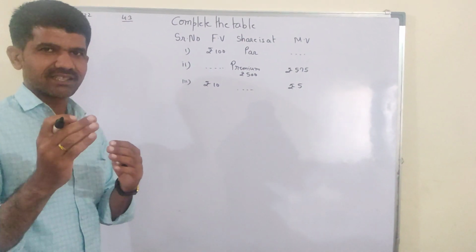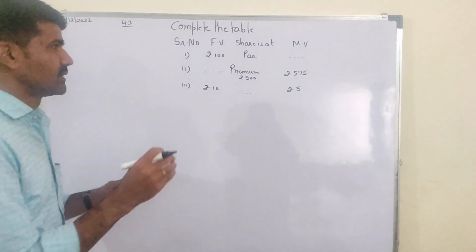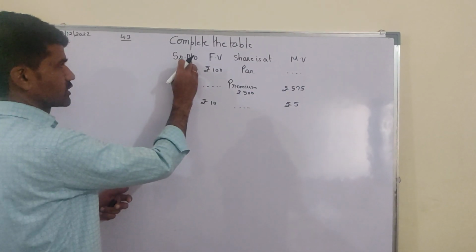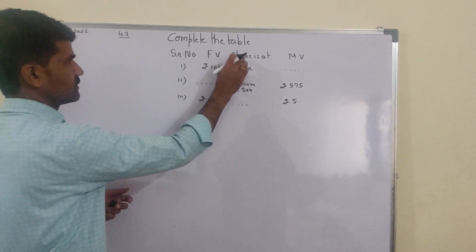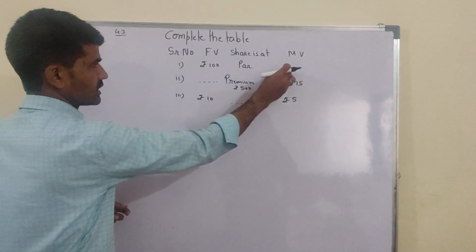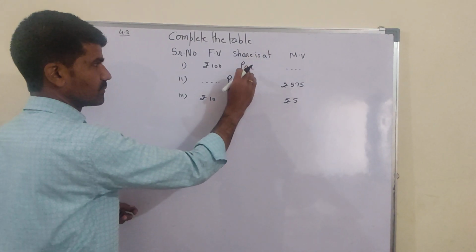Students, listen to my every word. So you have done the homework. Very good. Now see, complete the table. First question: serial number is given, face value is given, share is at, and market value. Face value is given, and we want to find the market value, and they mention that the share is at par.